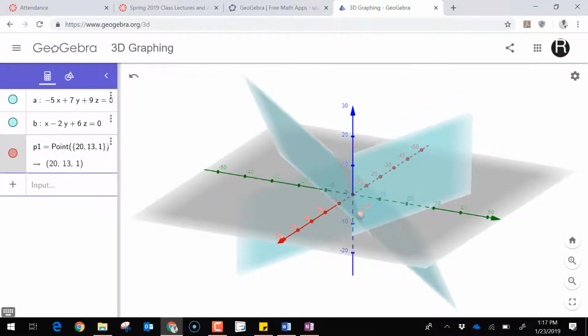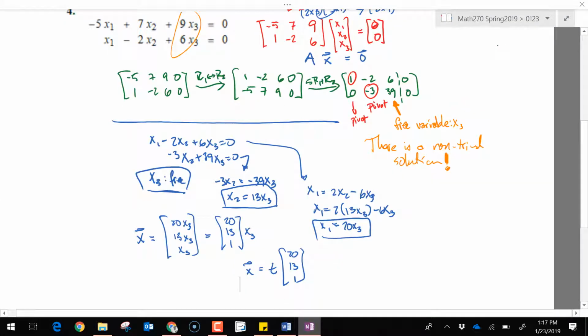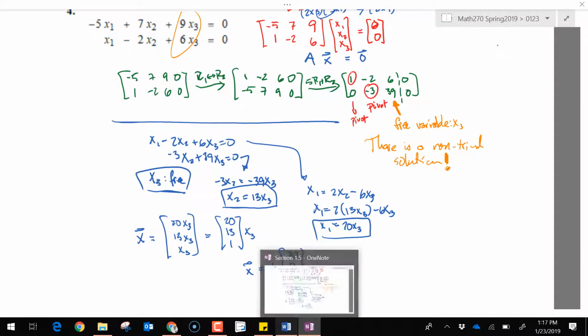Well, in any case, it looks like it passes through the origin. It passes through those two planes, right? That's a good sign. Now, according to my solution set, what happens if I let t equal 0? That's a solution, right? 0, 0, 0. That's a trivial solution. We know that's a solution. If I let t equal 1, I get this. But if I let t equal 1/2, it's not so nice. This is divided by 1/2. So let's find another point.